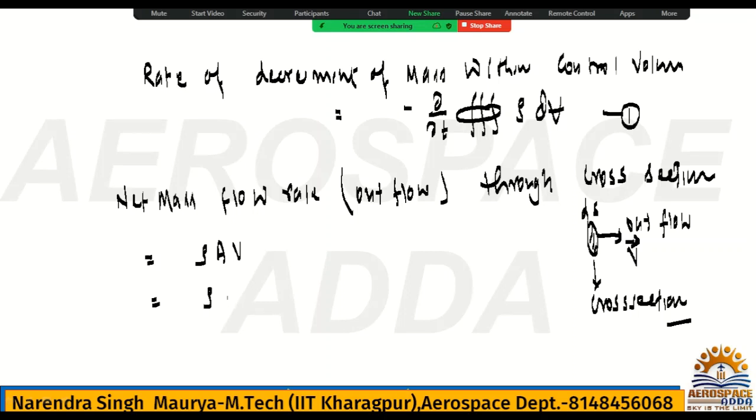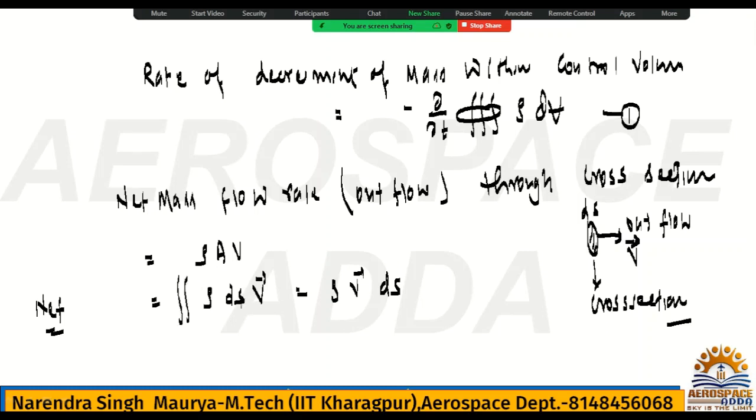What is the area here? ds. What is the velocity v? So I can write rho v into ds. But if you are writing net, so net means what? Net mass, no? Net means you have to integrate for the complete surface.